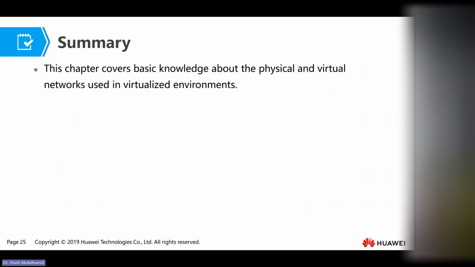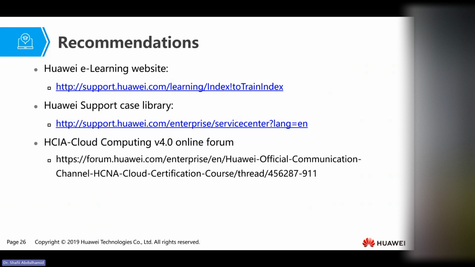So, summary of the chapter. In this chapter, we cover basic knowledge about physical and virtual networks used in virtualized environments. This is what we discussed throughout: how virtual machines communicate in a cloud environment, and the different types of segregation methods this has to go through. What are the things that help the virtual machines to communicate with each other? We mentioned the virtual link and the virtual switch, of course, and then we discussed north-south traffic and east-west traffic. So these are the important things.